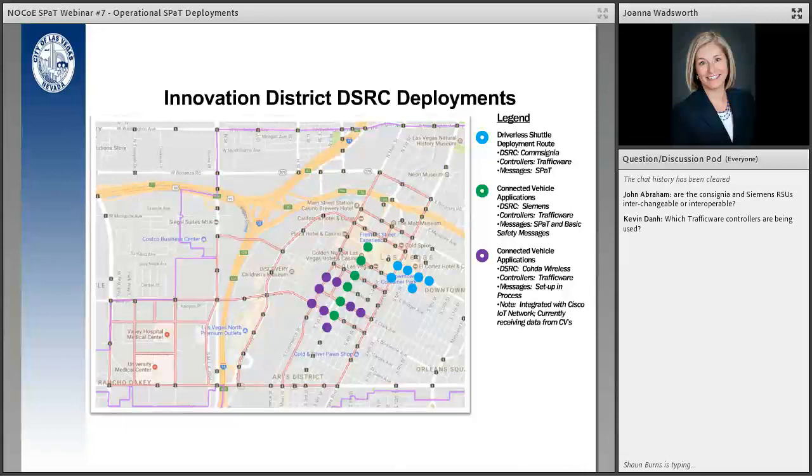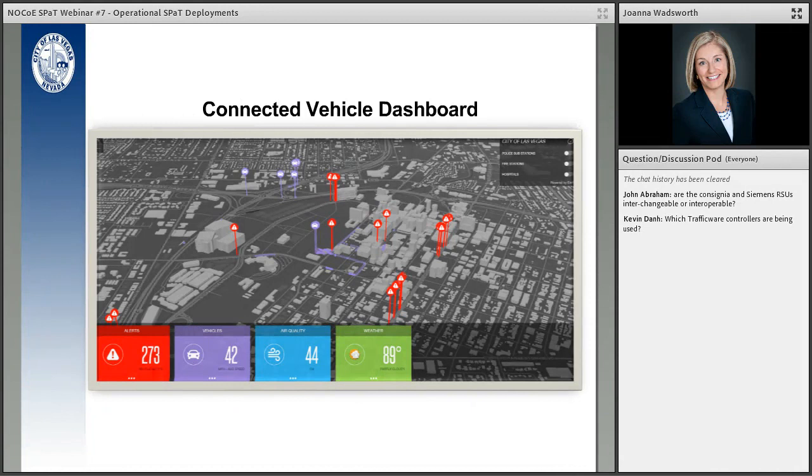Our third deployment here in the downtown area is highlighted with the purple dots on the map. These dots represent CODA wireless units that were installed with a connected corridor project that we have underway with Cisco. And the city field operations team installed those units, and Cisco is in partnership working on the integration of those units. While the integration is still in process, the units are able to communicate or listen for connected vehicles that are on the road. So the information being received by these CODA wireless units is being consolidated into a dashboard. And while it's still in development, it is still providing us some pretty good information about connected cars that are on the road.